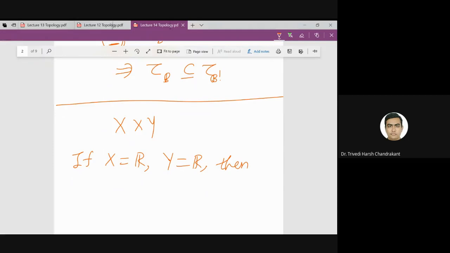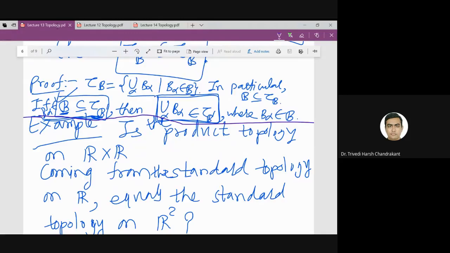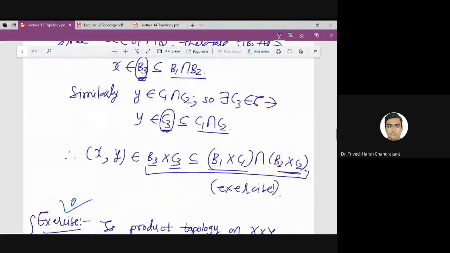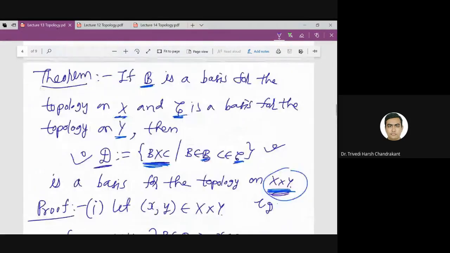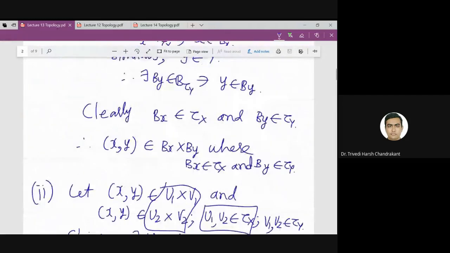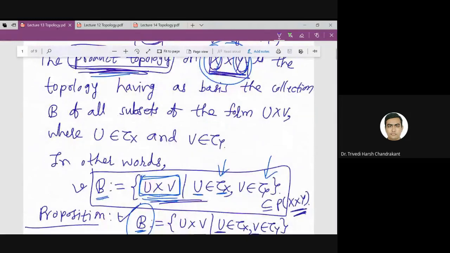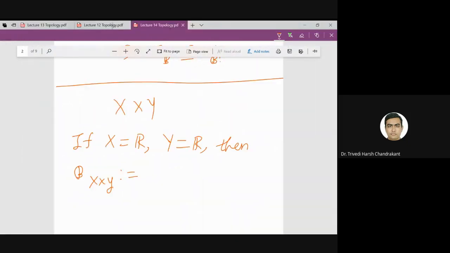So then what is tau X cross Y? In fact, it is the basis for the product topology. So the basis, if you recall, is U cross V. So what is the definition of product topology? It is generated by U cross V, where U belongs to tau X and V belongs to tau Y, right?